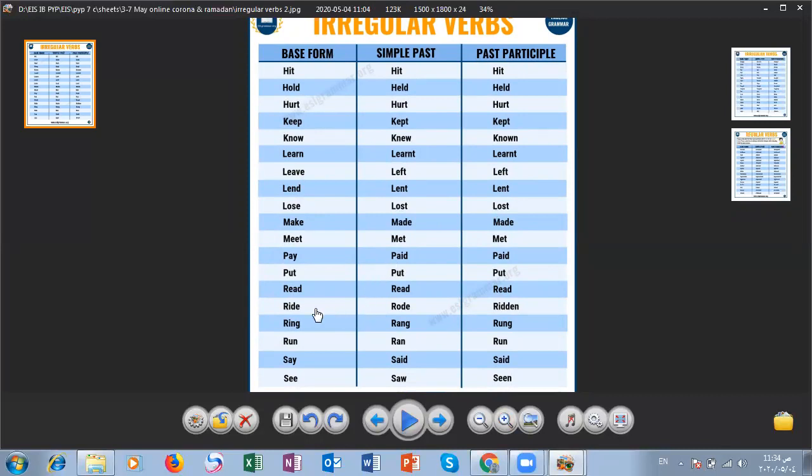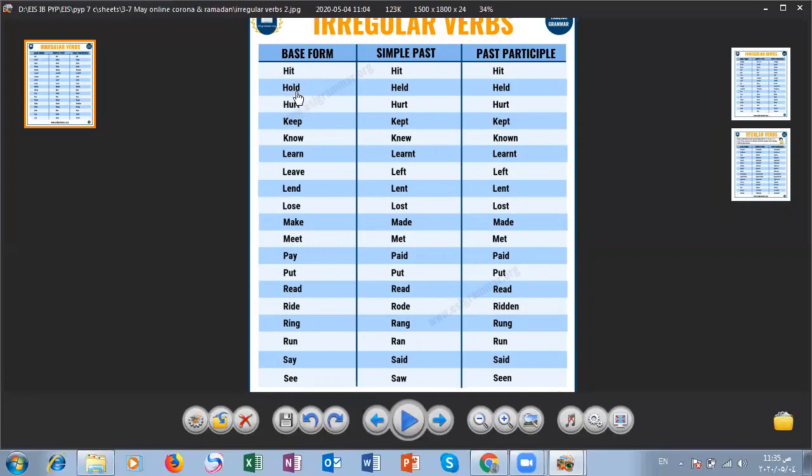Let's find ride, rode, ridden. Run, ran, run. See, saw, seen. So the past participle here is different from the past simple. Sometimes they are different from the past simple form, and of course sometimes they are different from the base verb or infinitive form.